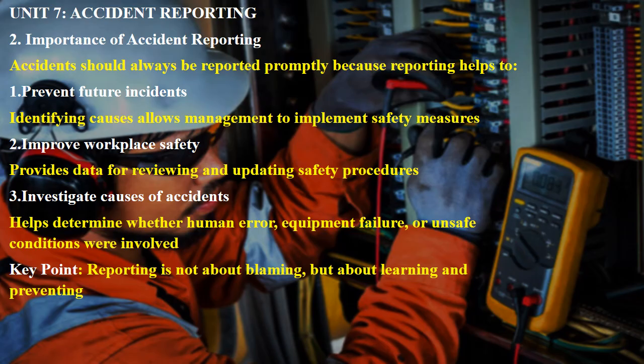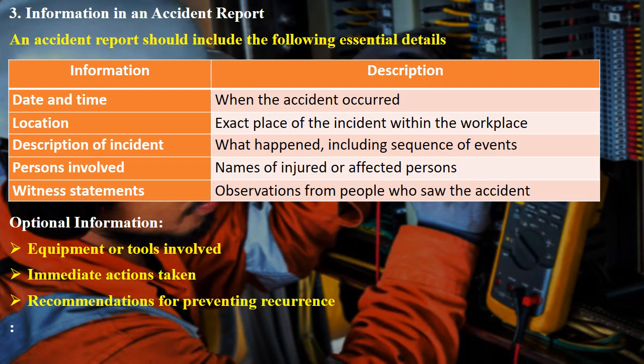Okay, so when you report it, you might prevent accidents. Okay, an accident report should include the following essential details: date and time when the accident occurred, location, the exact location of the incident within the workplace, description of the incident, what happened, including sequence of events, persons involved, name of injured or affected persons, witness statements, observations from people who saw the accident. These are some of the optional information you can add: equipment or tools involved, immediate actions taken, recommendations for preventing reoccurrence.